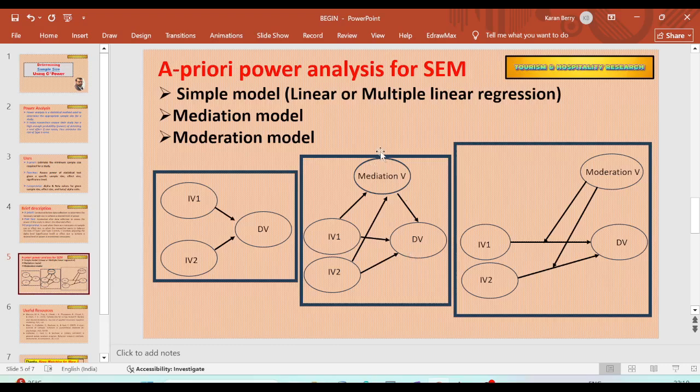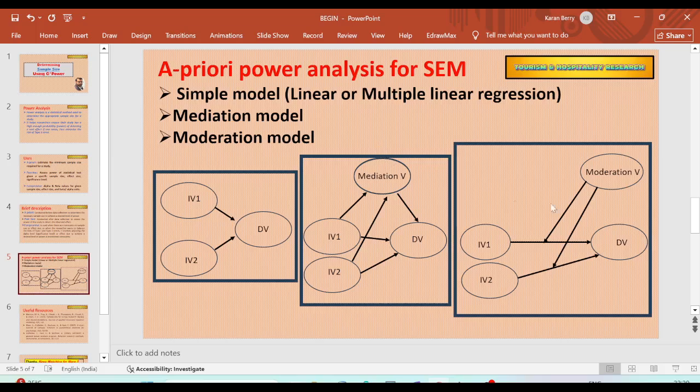What is mediation? The effect of the independent variable passes through the mediation variable to the dependent variable. Mediation could be a complete mediation, a partial mediation, or there could be no mediation. We will talk about these three categories of mediation when we actually perform the SEM analysis in AMOS.